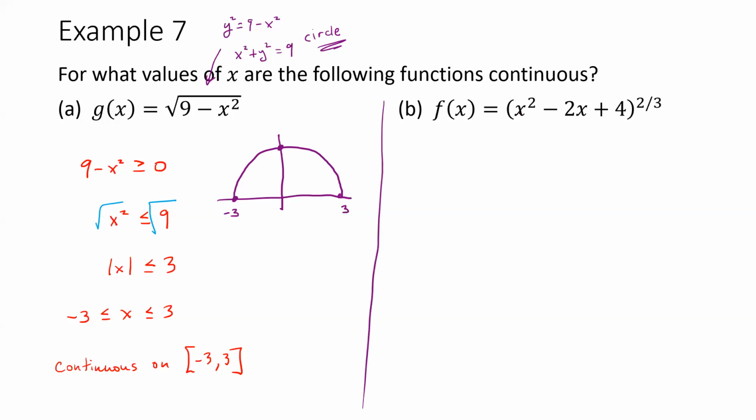I've got f of x equals x squared minus 2x plus 4. We've got this polynomial, and then it's raised to the 2 over n power, or 2 over 3 power, I should say. Now notice it's got the 2 over 3 power. It's not an even power in the denominator there.